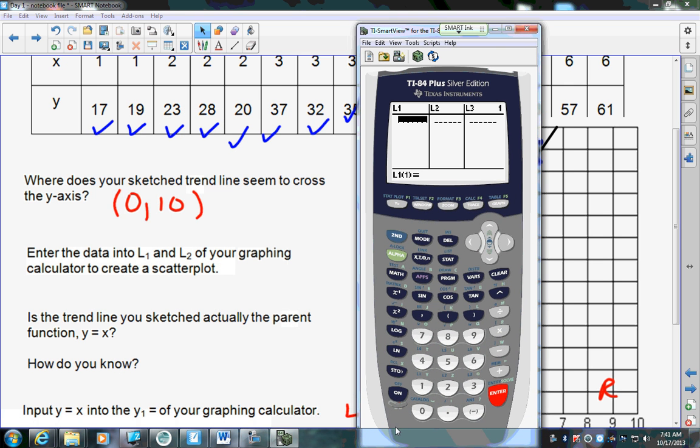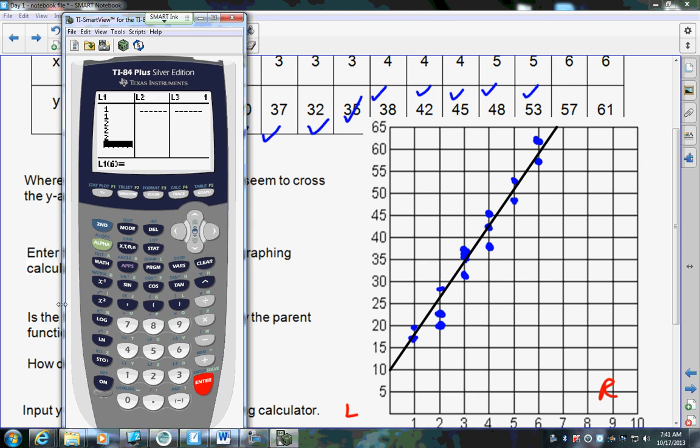So I have to move mine around a little bit. So I've got 1, enter, 1, enter, 2, enter, 2, enter, 2, enter. Move my calculator over here now. 3, enter, 3, enter, 3, enter. 4, enter, 4, enter, 4, enter. See, then we got two 5s and two 6s. Okay, I put all that first row into L1.